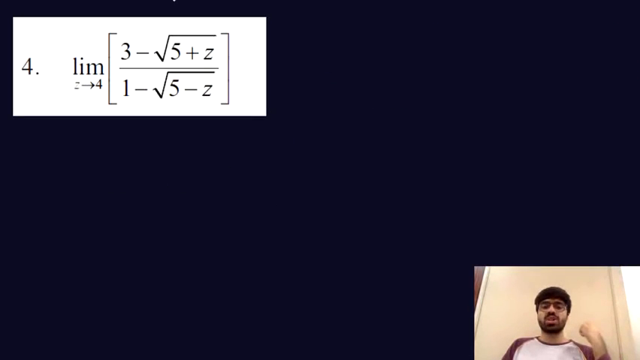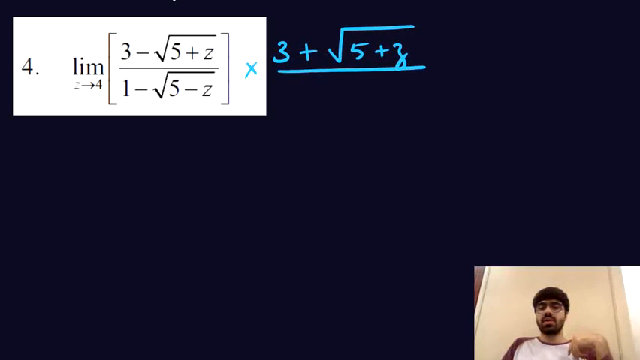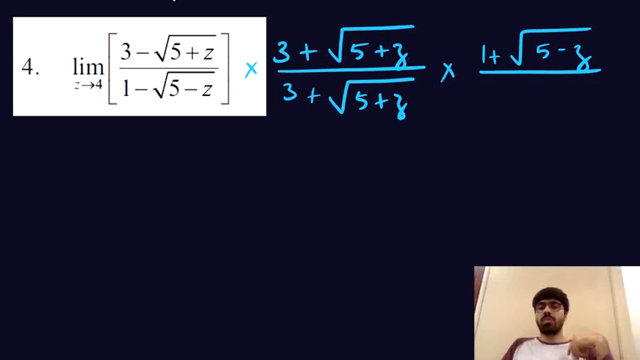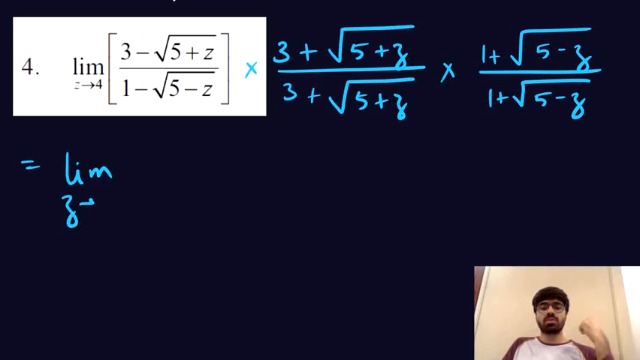Moving on with the fourth question. Again you need to rationalize it 2 times. So we multiply that with 3 plus root over 5 plus z divided by 3 plus root over 5 plus z, and multiply it further with 1 plus root over 5 minus z upon 1 plus root over 5 minus z. So the numerator will now become limit of z tends to 4.